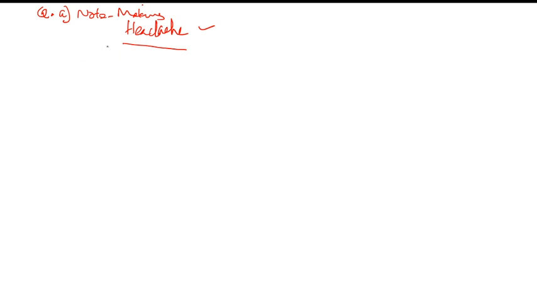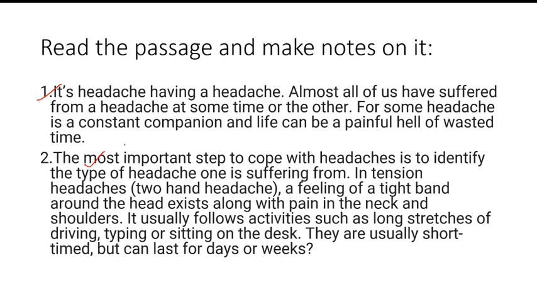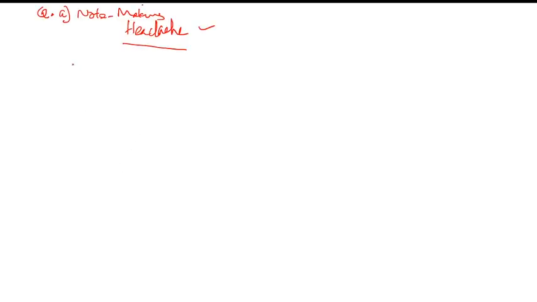Now the first two paragraphs of the passage tell us about this. Look at that. Most important is tension headache. So first point, headaches, tension headache. The first type of headache is tension headache, and it tells us about the various symptoms of tension headaches. That is the first point in it.